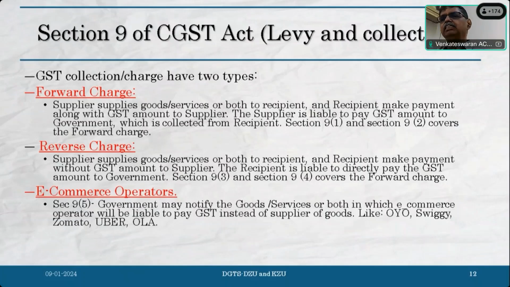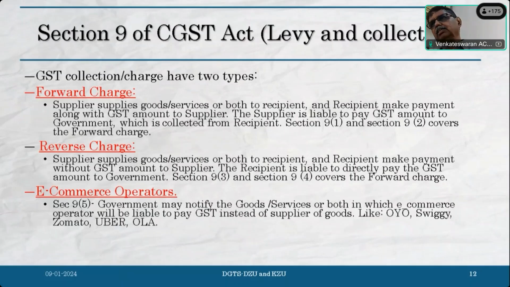That we call the forward charge mechanism. It comes under Section 9(1), the main section. So if the supplier is liable to pay, then the supplier has to collect the amount from the buyer, the recipient, and pay it to the government. So that is called the forward mechanism. In the forward mechanism, I am liable to pay. My legal compliance requires me to do the forward charge mechanism. The legal consequence for this is separately available.